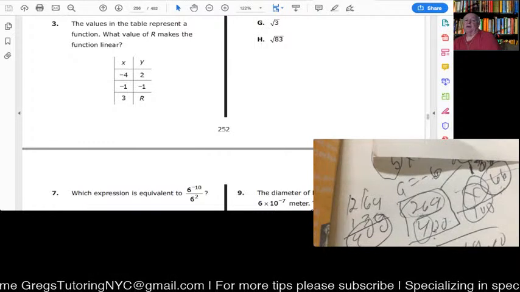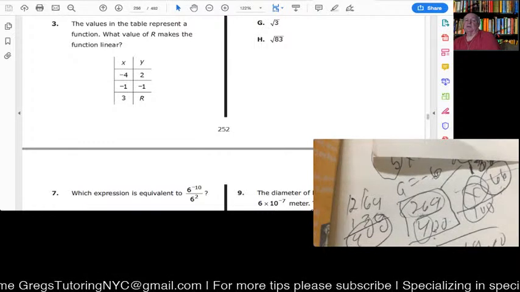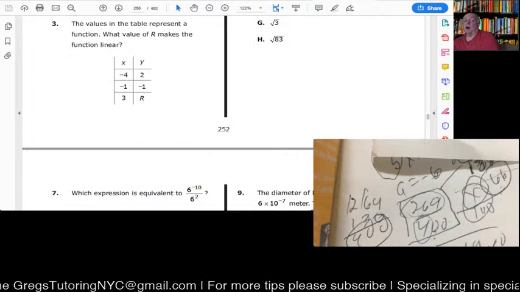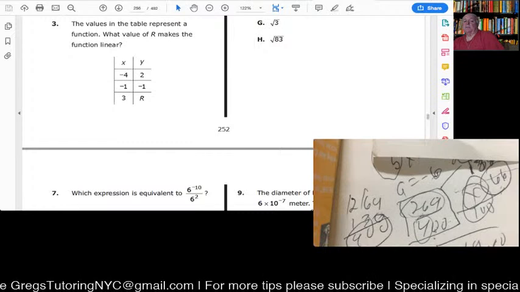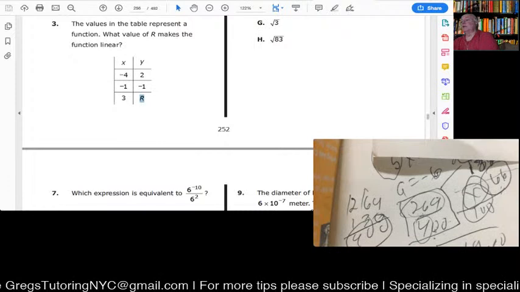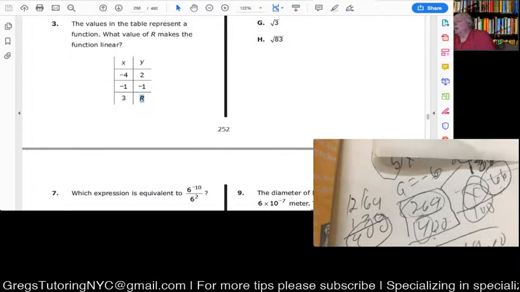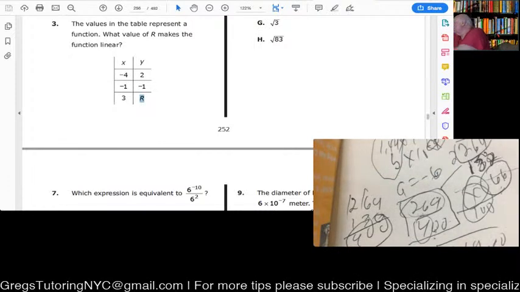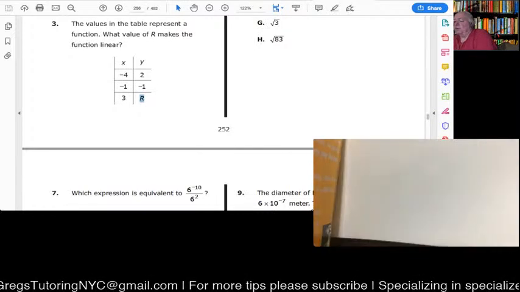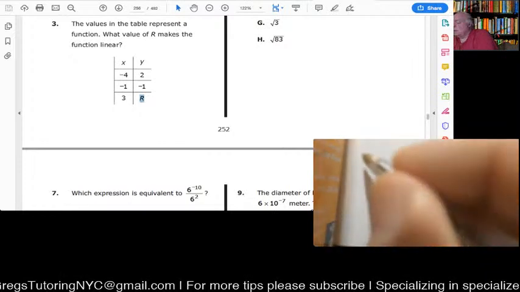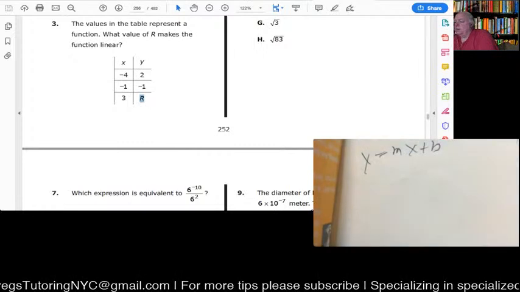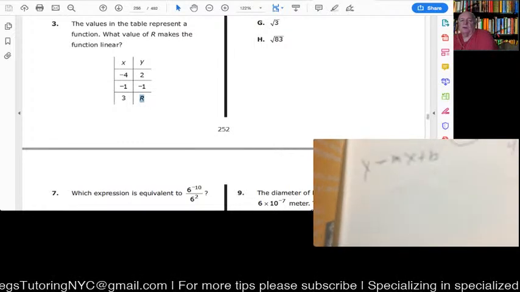The values in the table represent a function. Okay, so that confirms it. What value of R down here makes the function linear? So not only is it a function, it's a linear function. So we know right off the bat that probably we're going to need to use y equals mx plus b, because that's our standard formula involving stuff like that.